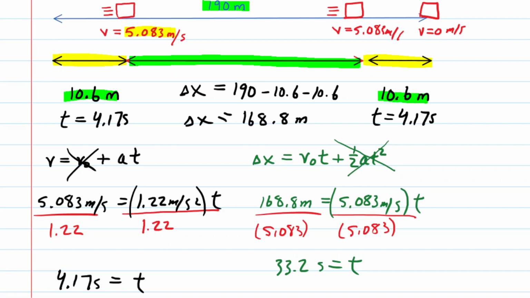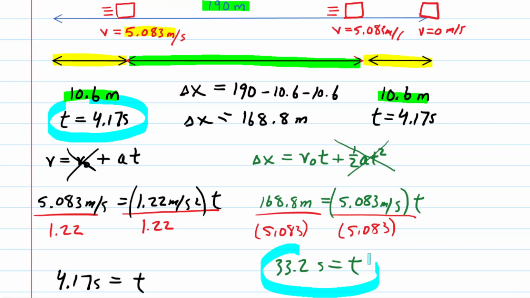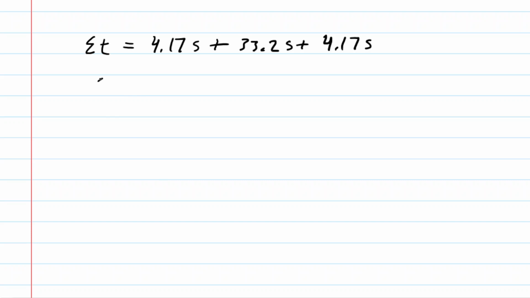So now we just need the total time. We have the time for the first segment of the journey, the time for the mid-segment, and then the time for the last segment of its journey. Let's add those together to get the total time. And when you do that, you will see that the total time is approximately 41.5 seconds. So this would be the correct answer to part B.